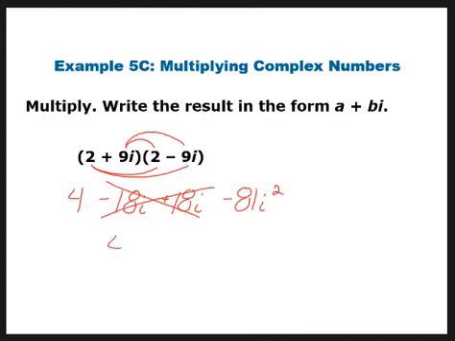So I'm going to end up with 4, and remember this i squared is just going to change that sign, so it ends up being plus 81. Alright, so I end up with 85 as my answer.